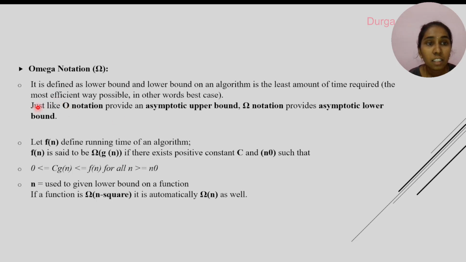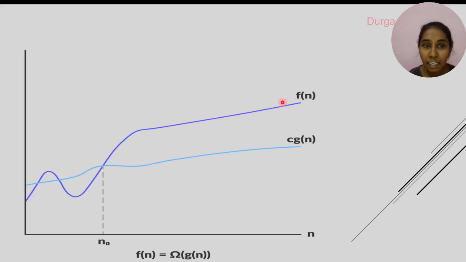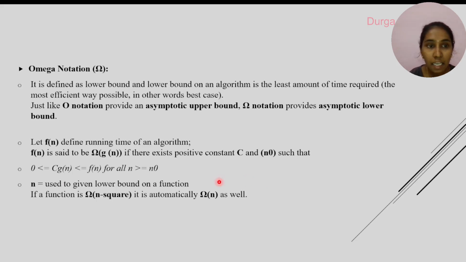Just like big O notation provides an asymptotic upper bound, omega notation provides an asymptotic lower bound. By seeing this we can understand. So this is the function. g of n is always less than the function. So we can say f of n is greater than or equal to c of g of n. By using this diagram we can say c g of n is less than or equal to f of n, or f of n is greater than or equal to c g of n.